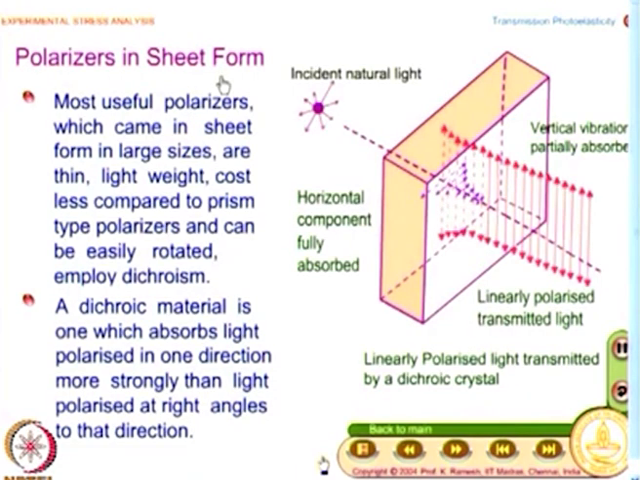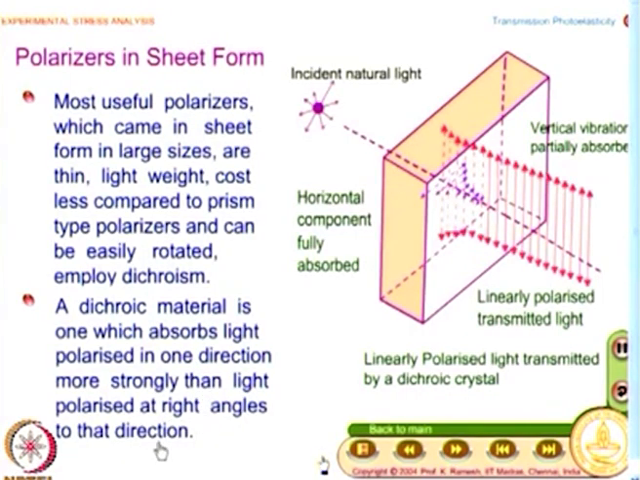And what we learnt was, within the polarizer sheet, the horizontal component is absorbed by the polarizer. For illustration, this is shown with a large thickness. In reality, it is very thin, and this phenomenon is called dichroism. So, a dichroic material is one which absorbs light polarized in one direction more strongly than light polarized at right angles to that direction.